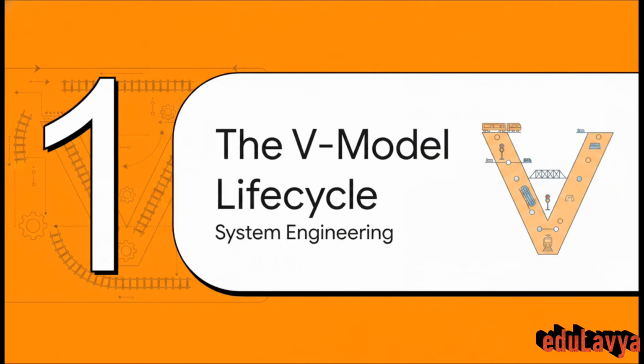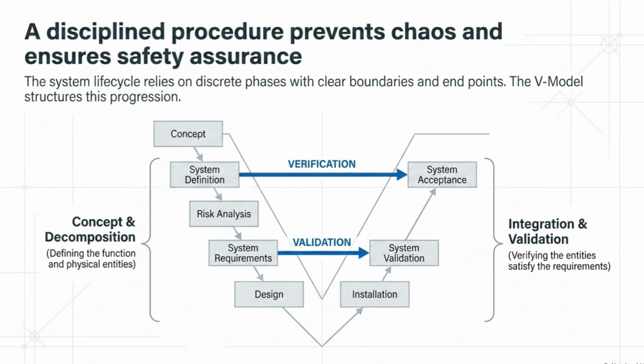All right, part 1, the V-model lifecycle. Take a look at this. The V-model is essentially our master timeline. It's got very discrete phases and hard boundaries. On that left side, we're moving downward from the initial big-picture concept, breaking it down into specific requirements and detailed design, right down to manufacturing.